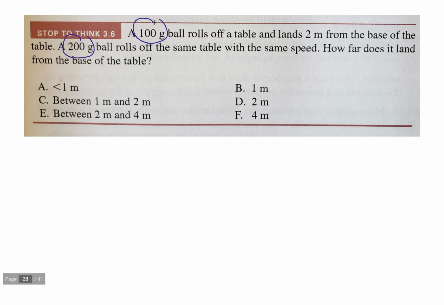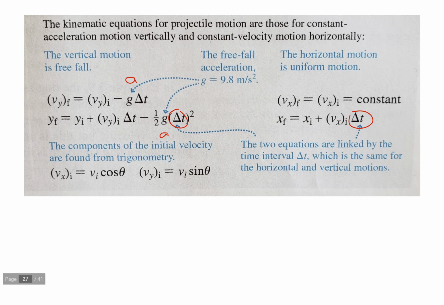Well, what you need to realize here, and something that we haven't quite talked about, is the fact that in our kinematic equations, so if I go back to the kinematic equations, here they are. Nowhere in these equations do we talk about mass. There's no m anywhere. So that means it doesn't make any difference what the mass of these balls rolling on the table is. 100 grams, 200 grams, 500 grams, 1,000 grams, doesn't matter.